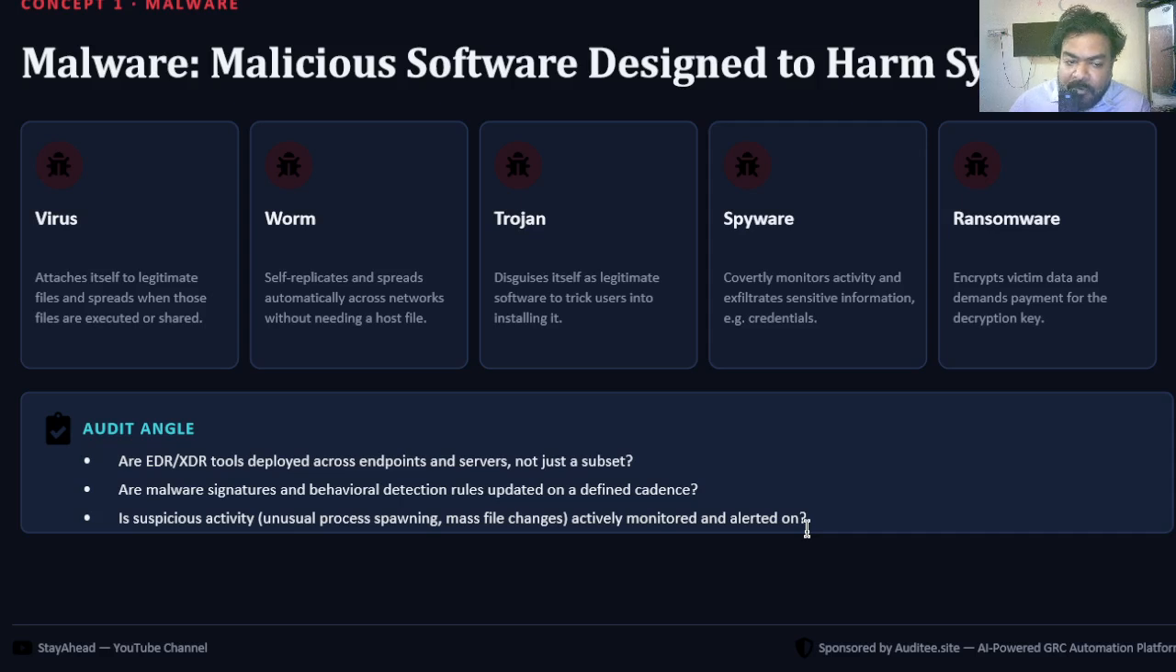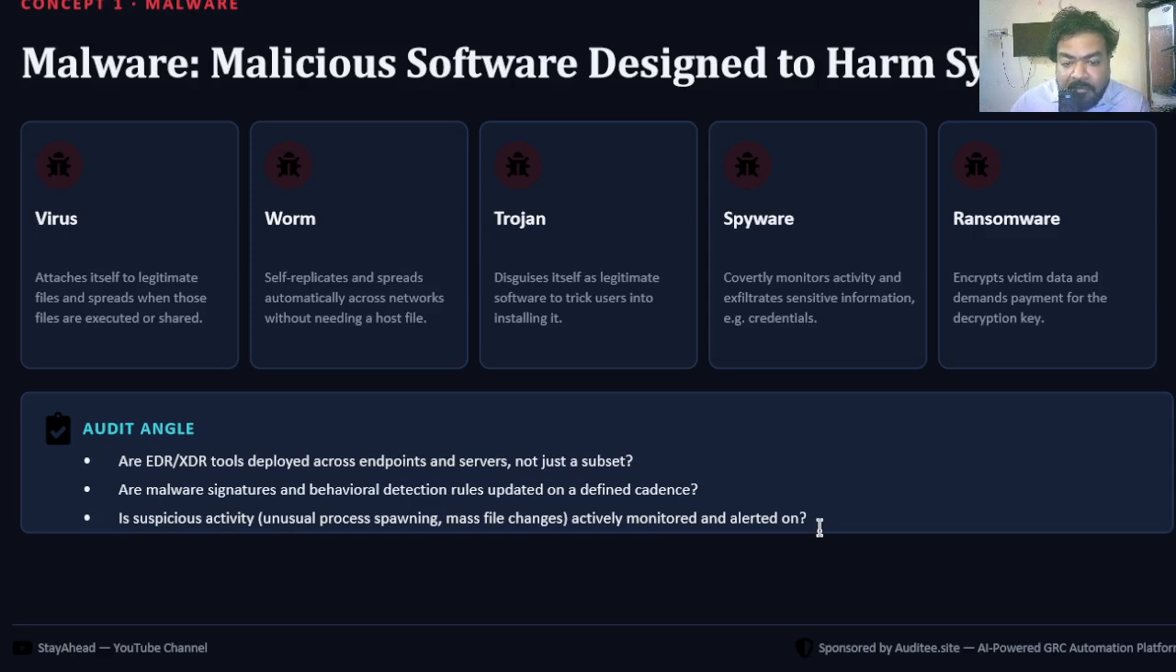A Trojan disguises itself as something legitimate, like a fake invoice attachment, to trick you into installing it voluntarily. Spyware quietly monitors activity in the background and steals information like login credentials. And ransomware, which gets its own deep dive right after this, encrypts your data and holds it hostage for payment.